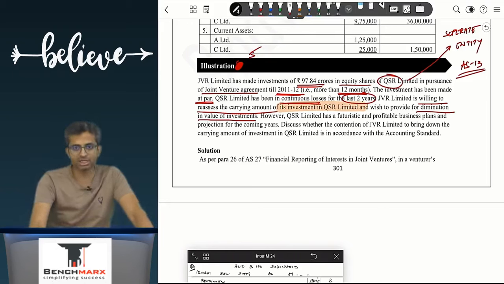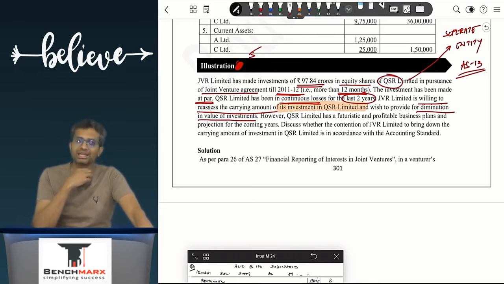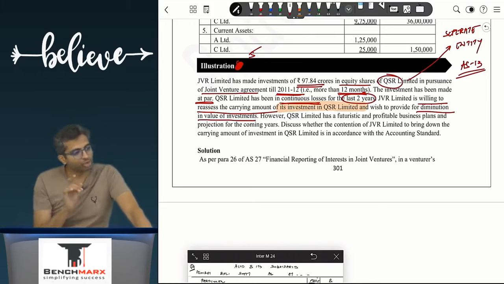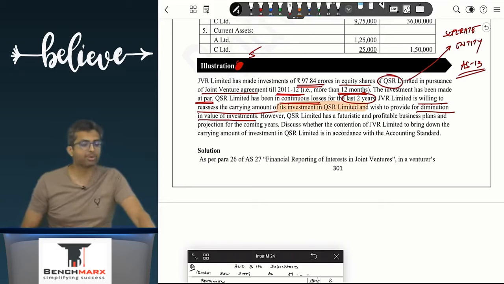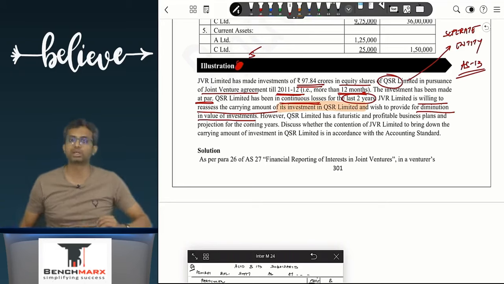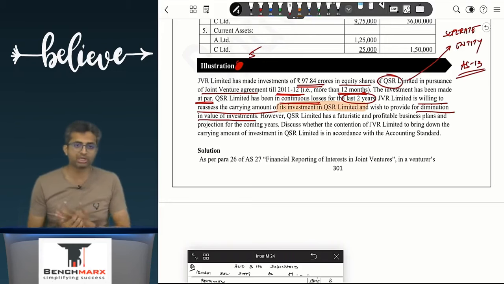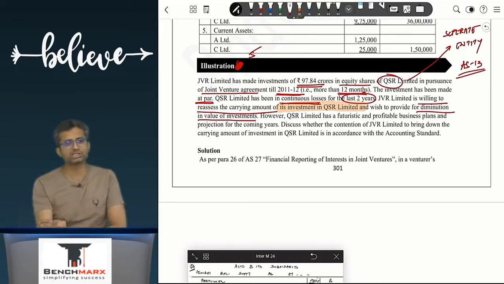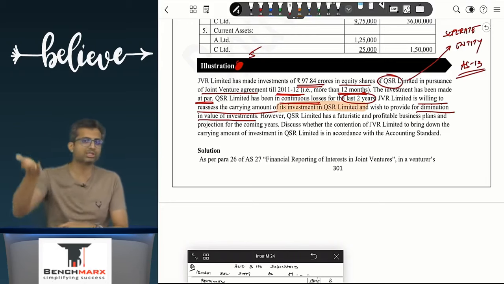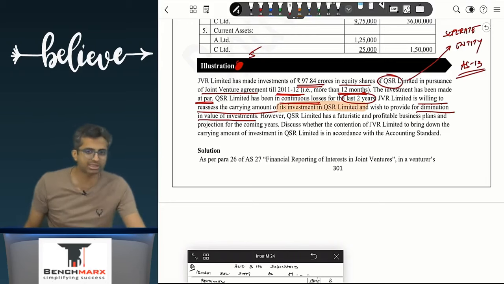Are you understanding this? So, AS-13 tells you that you can write off only a permanent decrease in value. Whether it is permanent or not, that is highly subjective. A day-to-day fall or increase is not called a permanent decrease in value. One quarter's results are bad, value falls. Another quarter's results are good, value increases. That is a temporary change in value.